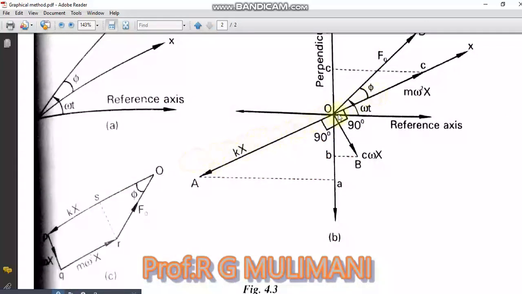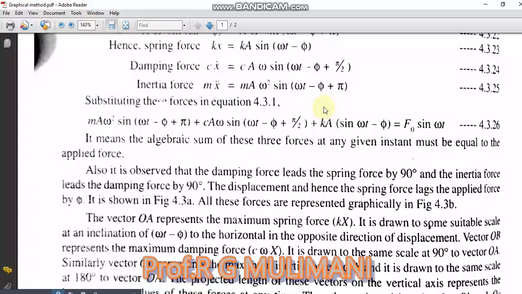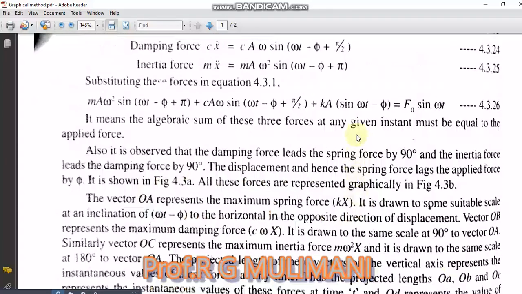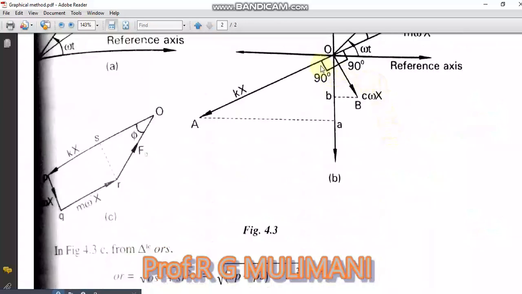So to this force we are drawing the force vector at 90 degrees. See, it is c omega x, 90 degrees. You can see in this equation the magnitude of the damping force is c a omega. For the spring force it is omega t minus phi, and here it is omega t minus phi plus 90 degrees. So it leads by 90 degrees. With respect to the spring force, this damping force is drawn at a 90 degree angle.